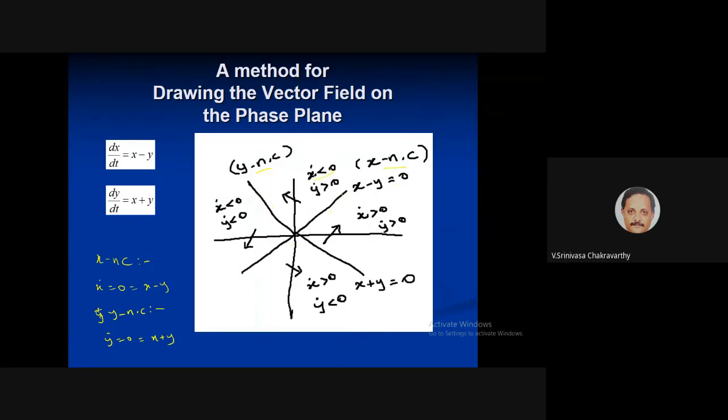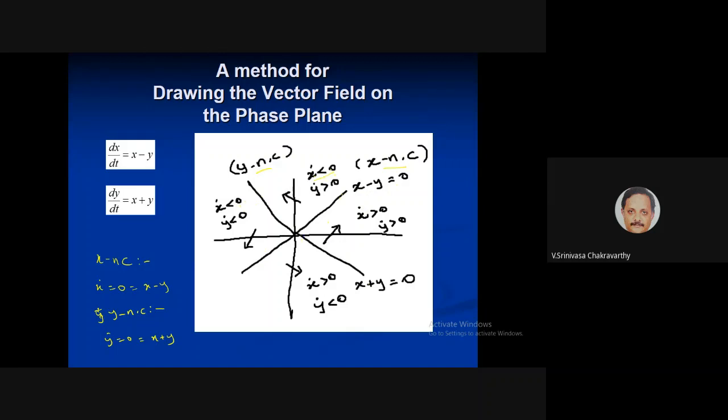Now you see that the two lines intersect at a point and form four quadrants. The four quadrants are not identical, but the two lines divide the whole plane into four regions. So one is this region, another is this region, and this region, kind of like four sectors. When you say above the x-null plane, that includes two of these sectors, this one and this one. In both these sectors, x dot is negative, because in both of them, x minus y is negative. So x dot is negative here, x dot is negative here.